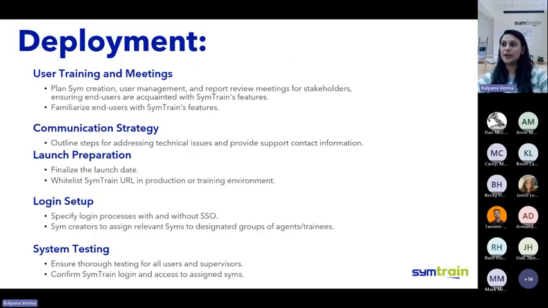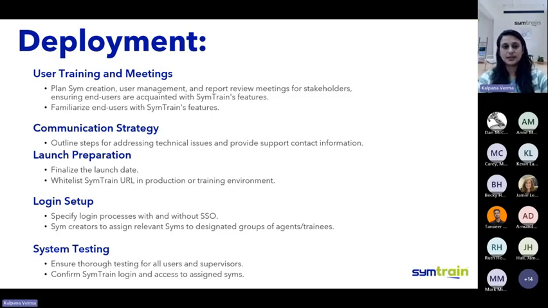Now, once your team knows what type of technical issues they can take care of, and what type they need to reach out to the support team, you would want to finalize your launch date. Once you have finalized your launch date, before it you would want to whitelist the SymTrain URL in your production or training environment, depending on what exactly you are targeting and want to launch your program with. You want to whitelist your URL.